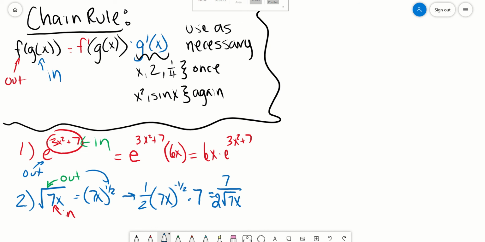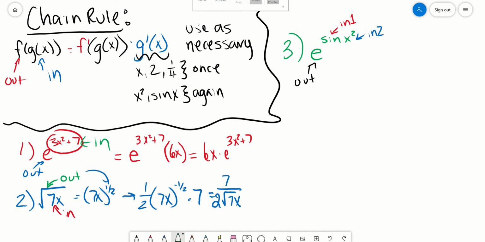So once we get through ones like that, these are not as typical, but it is possible that you would see something like e to the sine of x squared. So when we're looking at this one, your most outside function is e. But then on your inside, you have sine, and you also have x squared.